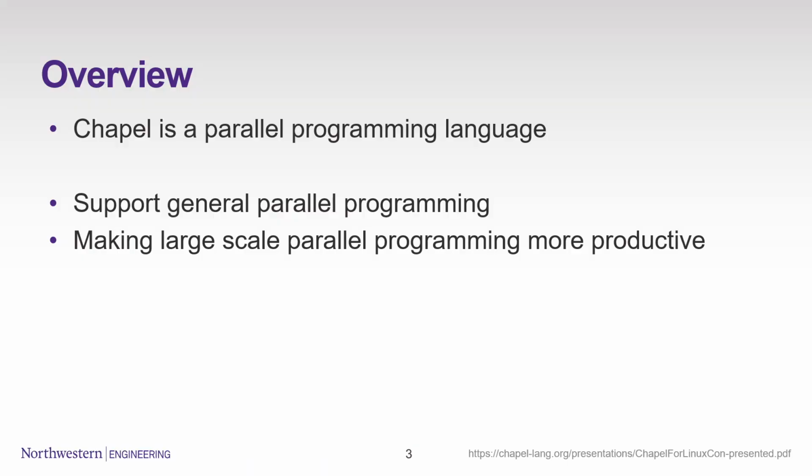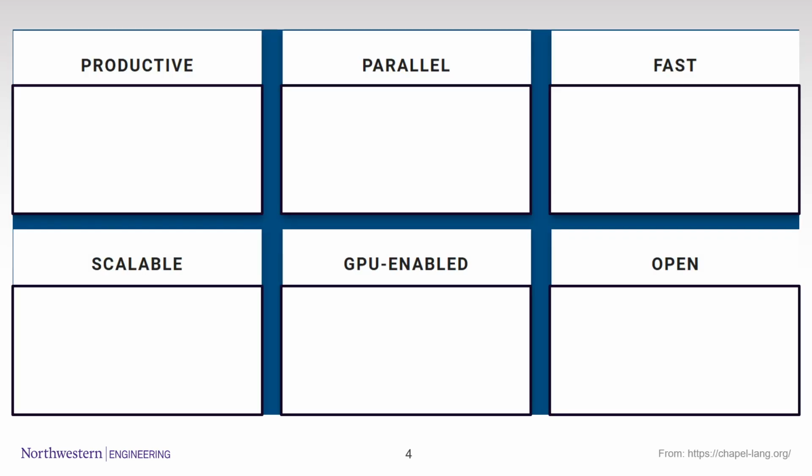So what is Chapel? Chapel is a parallel programming language that supports general parallel programming and aims to make large-scale parallel programming more productive. It aims to be as programmable as Python, while being as fast as Fortran, C, and C++, as scalable as MPI and SHMEM, as GPU-ready as CUDA, OpenMP, OpenCL, OpenACC, and others, and as portable as C.